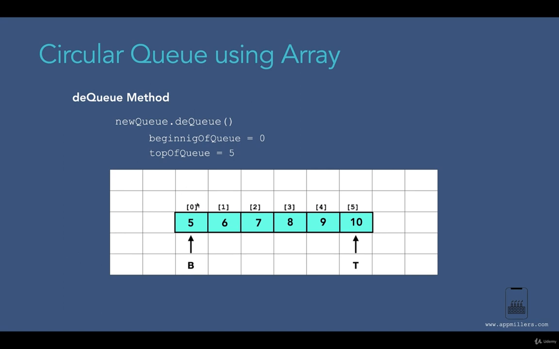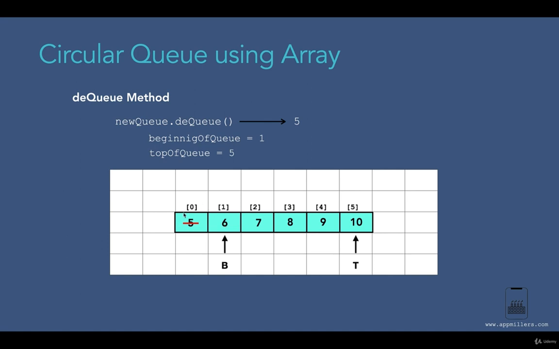Let's say after enqueuing all elements, our queue becomes like this. The beginning of queue is at the index of 0 and the end of queue is located at the index of 5, so all cells are occupied. Now if I call the dequeue method, it's obvious that it's going to remove the element from the beginning of queue. It's going to return 5, and 5 will be removed from the queue, and the beginning of queue will be at the index of 1.